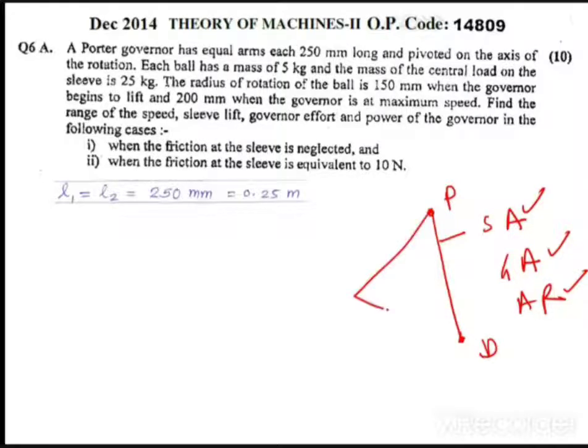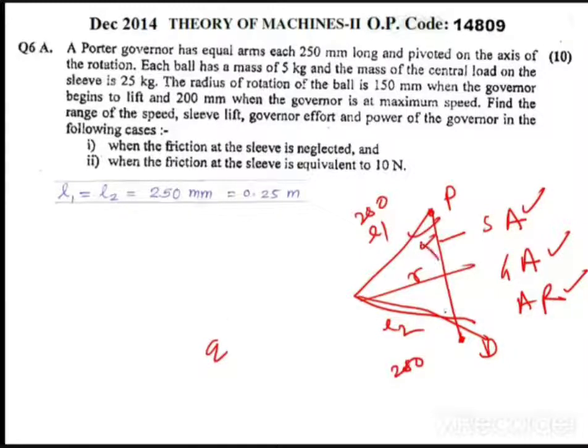Then we'll draw like this, and this is R, this is L1, and this is L2. They are saying that L1 is equal to 250 and L2 is equal to 250. In this case, this will be alpha and this will be beta. So q is equal to 1 because alpha is equal to beta.